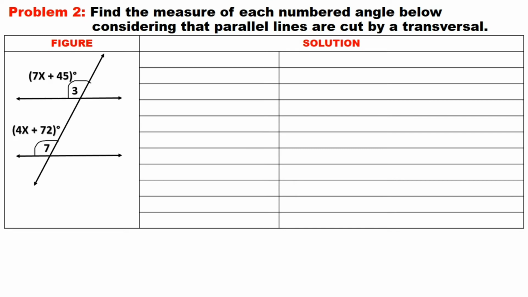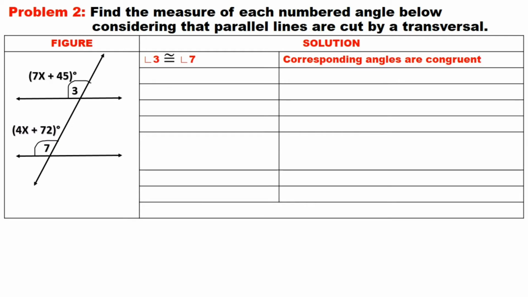Let's proceed to problem number 2. Find the measure of angle 3 and angle 7 if angle 3 is quantity 7x plus 45 degrees and angle 7 equals quantity 4x plus 72 degrees. For our solution, we can say that angle 3 is congruent to angle 7. Why? Because according to the properties of parallel lines cut by a transversal, corresponding angles are congruent.